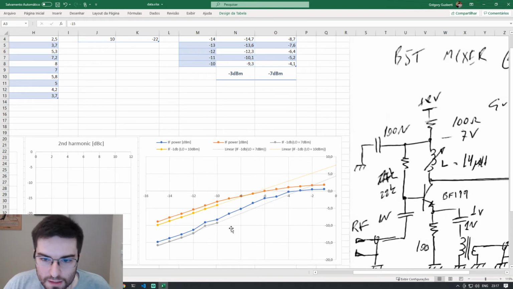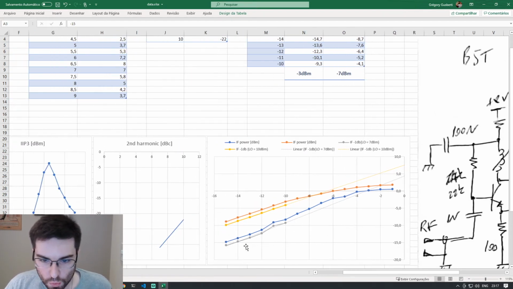So how can we compute the 1 dB compression point, guys? First, we get the first data points here where the system is working in the linear region.